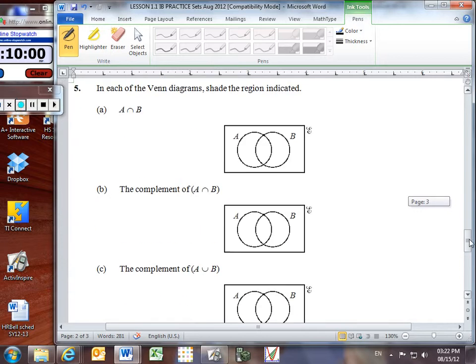And lastly, number 5. In each of these Venn diagrams, we need to shade the region indicated. So let's shade the region of A and B at the same time. What region is inside set A and at the same time is in set B?